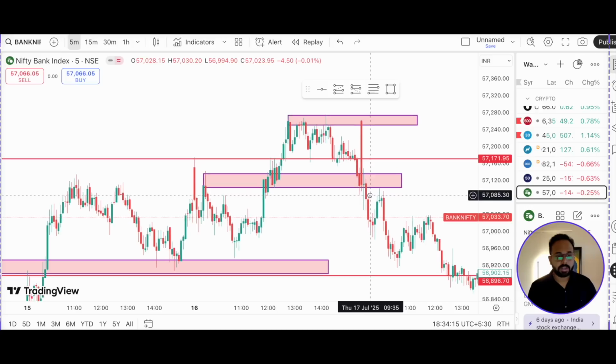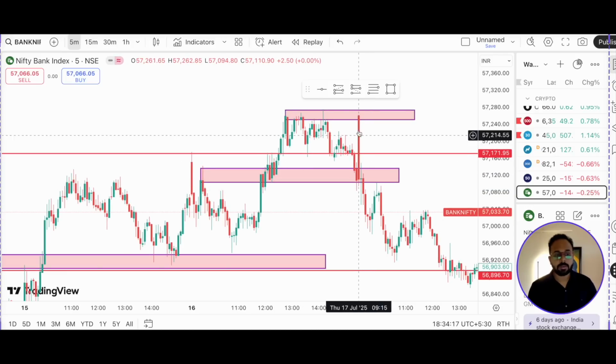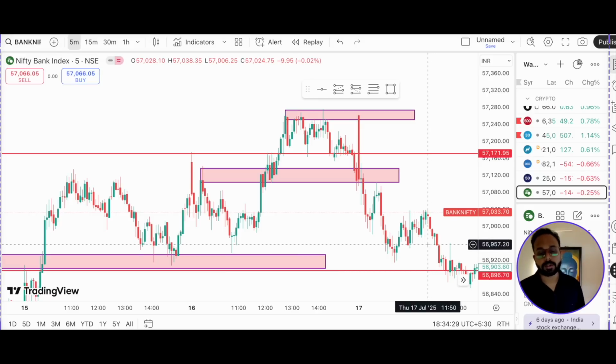Once this level breaks only, you have to look for bearish trade. This candle, definitely it's difficult to enter. If you're not able to enter, again retest zone. Exactly when market comes to this retest zone, entry here, stop loss here, you will look for 1:2 risk reward trade.